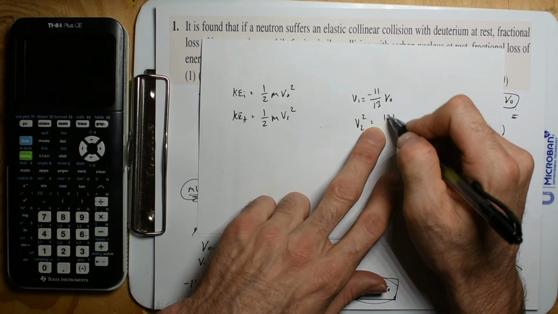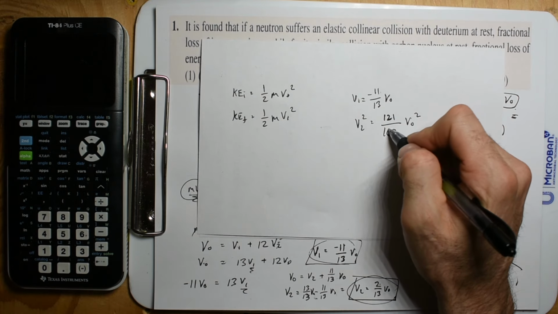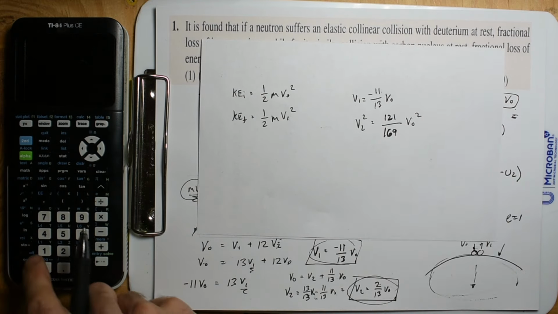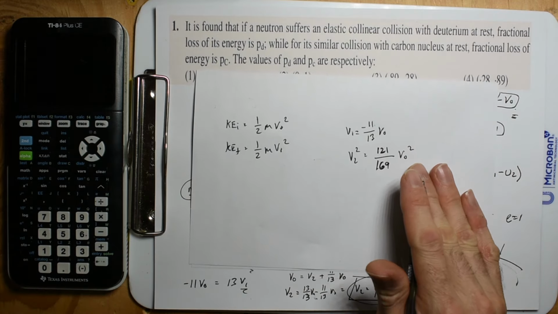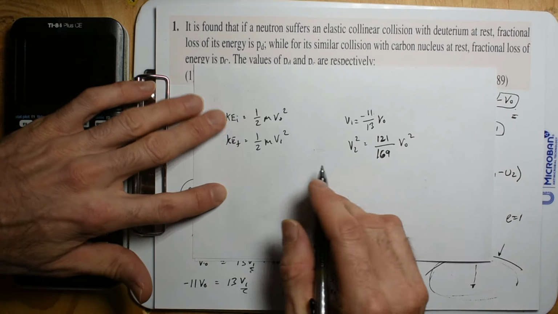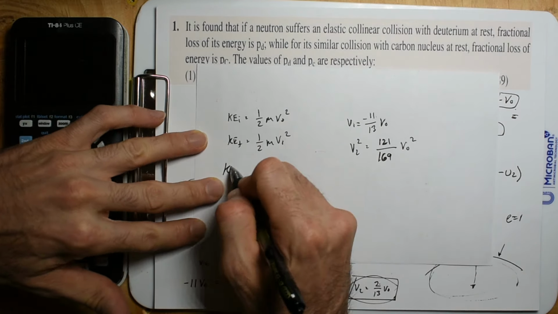We have 121. Is that 11 squared? And then this is going to be 169. Hey, I'm pretty good at this. And then we have v naught squared. Sweet. So this is the number that we're going to have, 121 divided by 169. Okay, so let's run with it. That's going to be our final kinetic energy, 1/2 times 121 divided by 169 v naught squared.